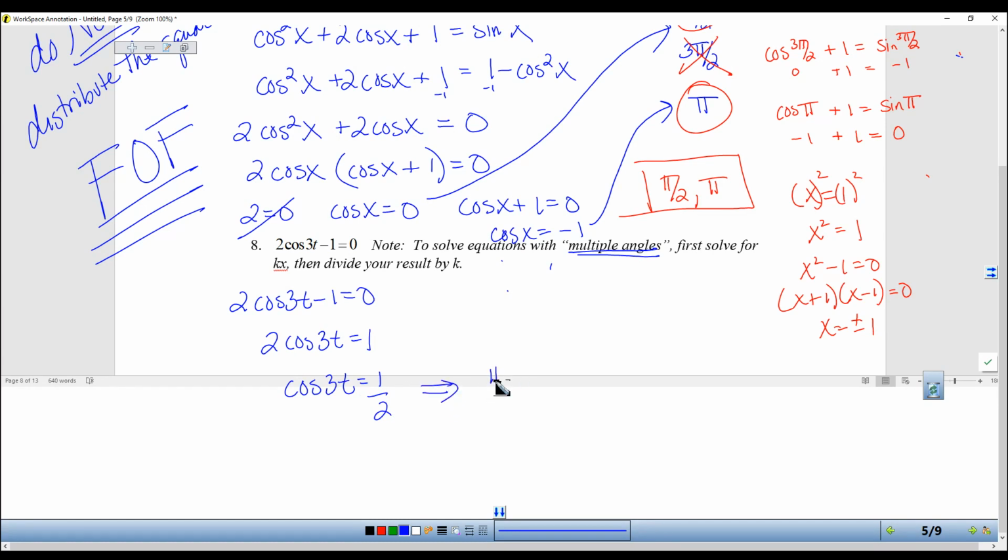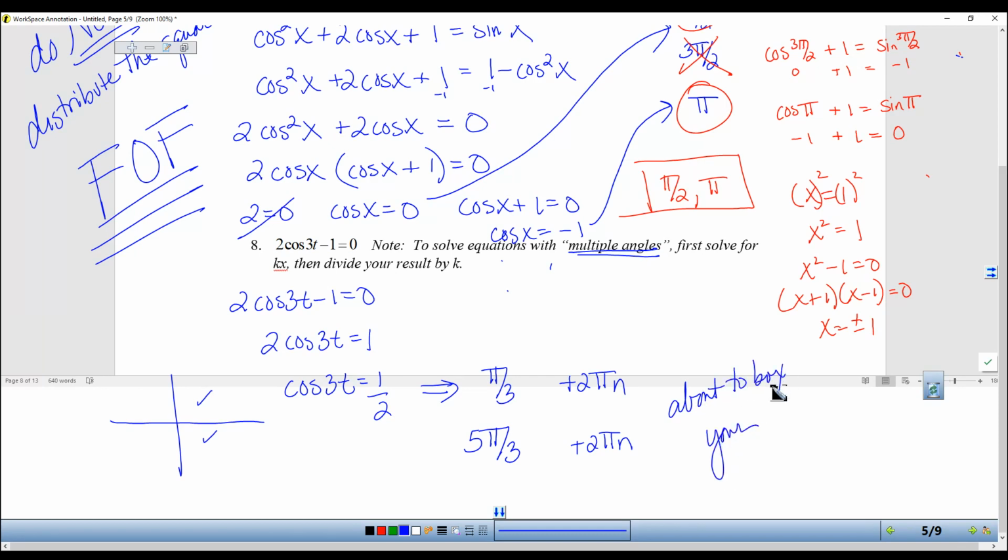Cosine is equal to 1/2 at pi thirds. I write the answer twice, and I add my 2 pi n while I'm thinking of it. I think about my forecast, and cosine is positive in quadrants 1 and 4, so pi thirds and 5 pi thirds. Okay? When you are about to box your answer, literally about to box your answer, that's when you divide by k.